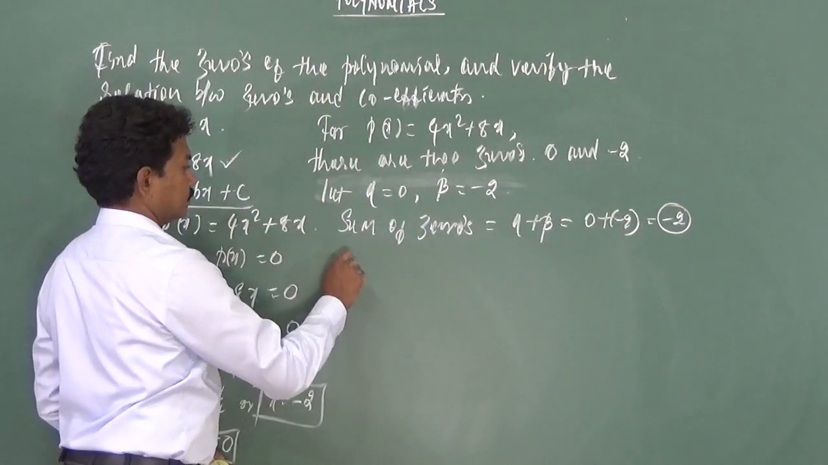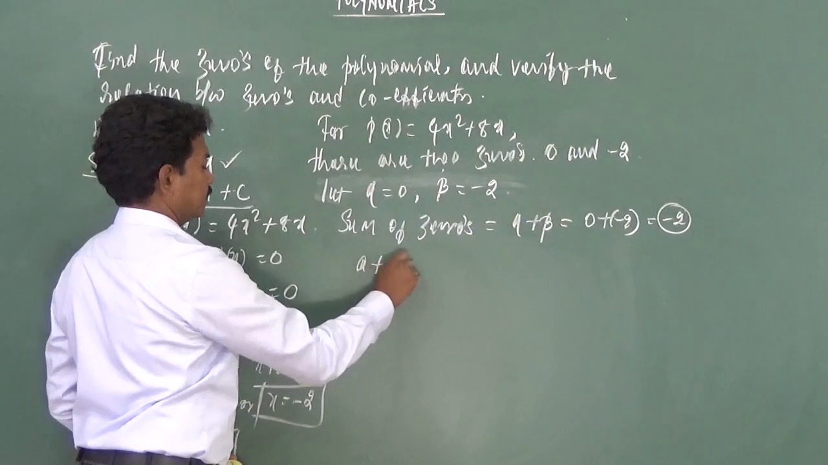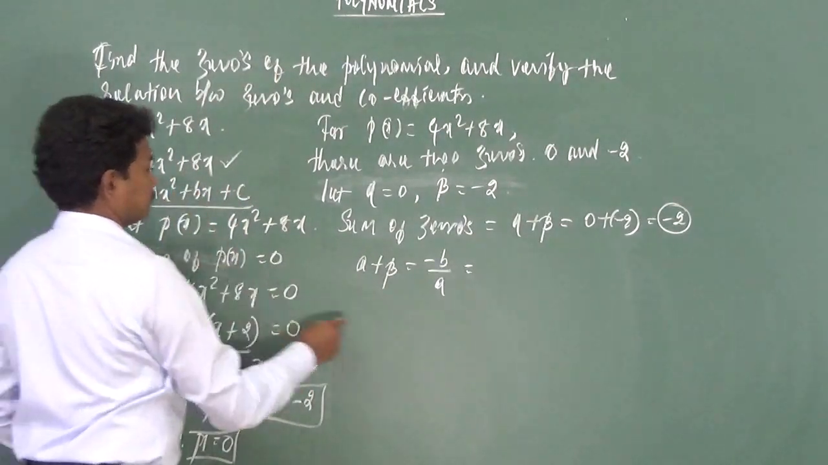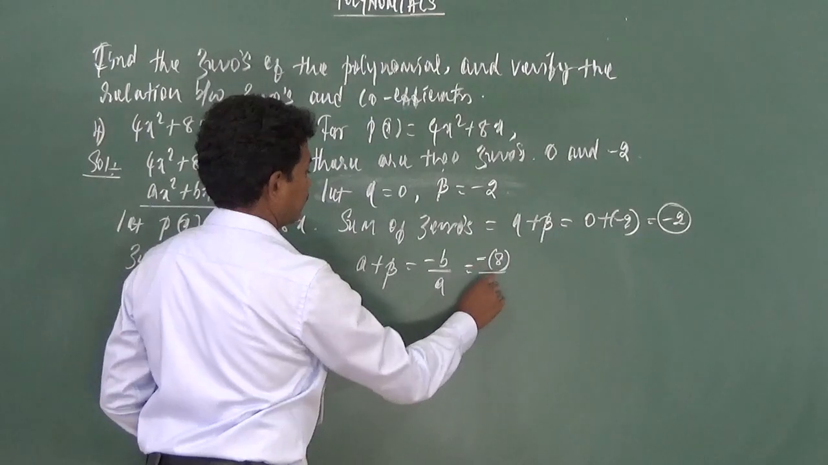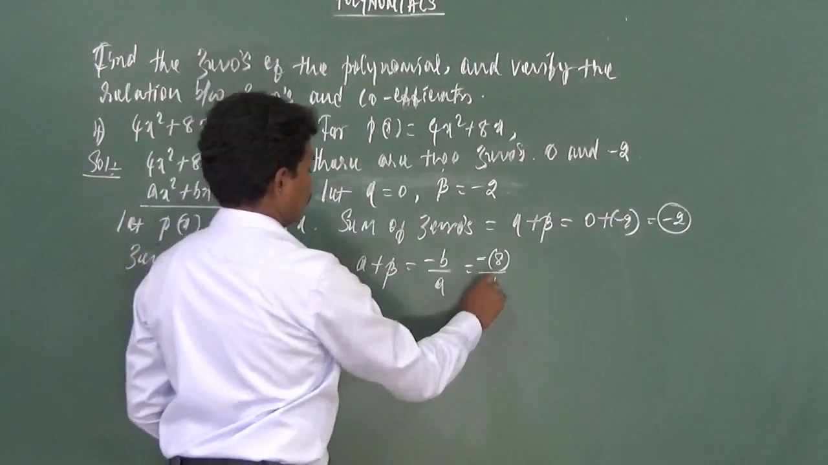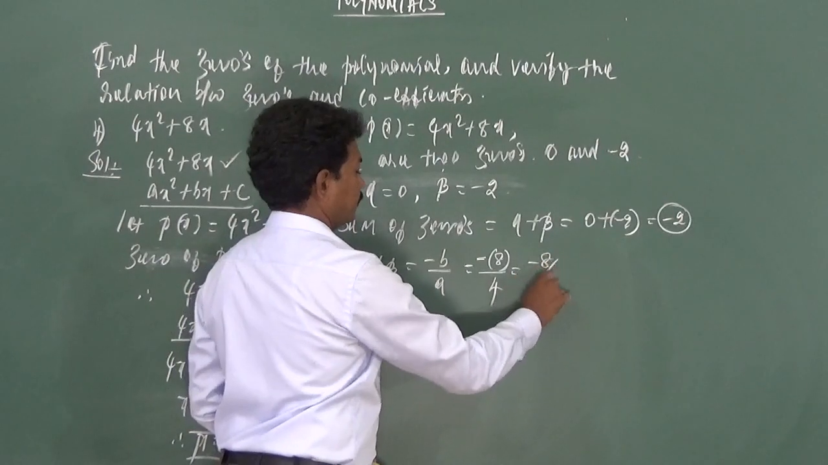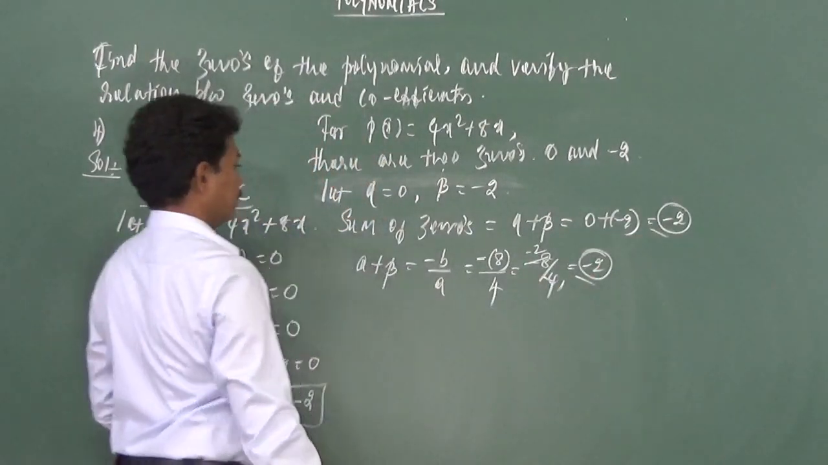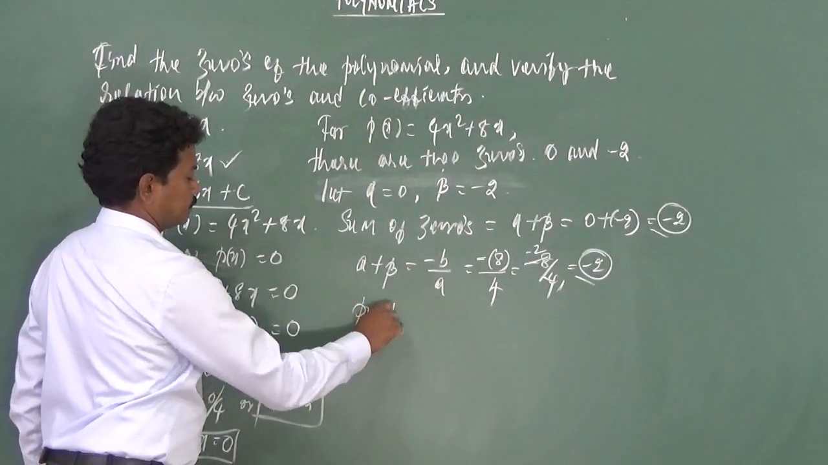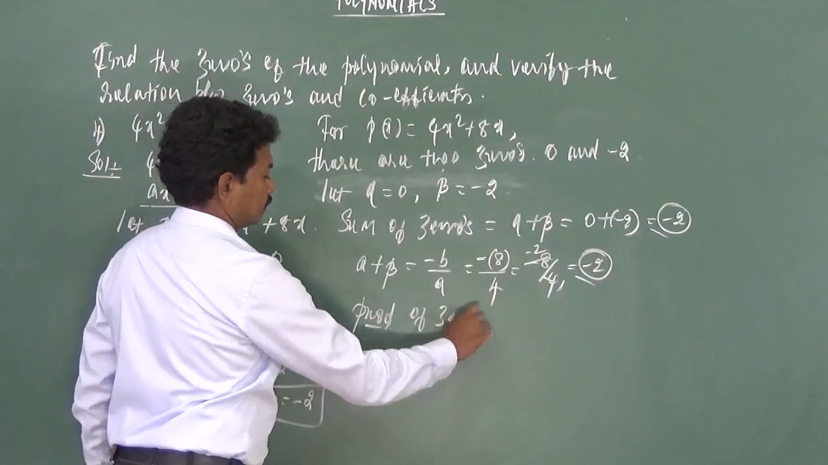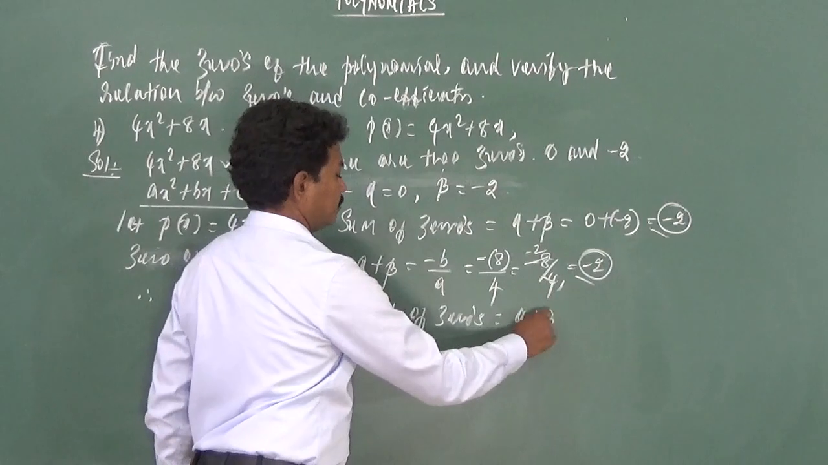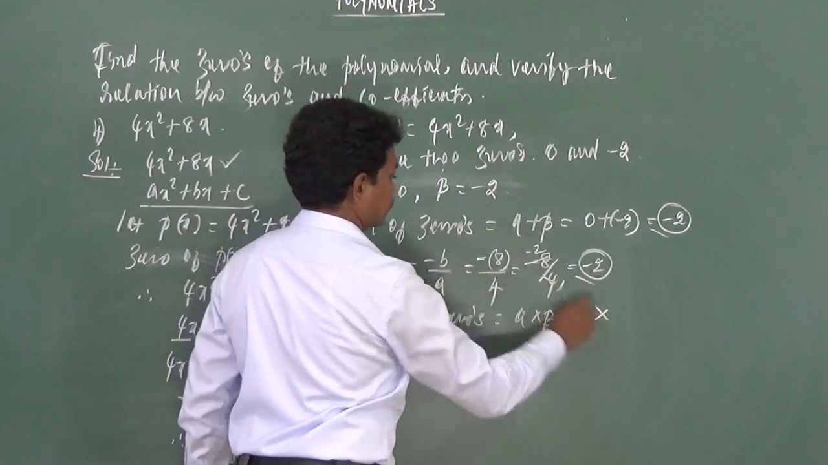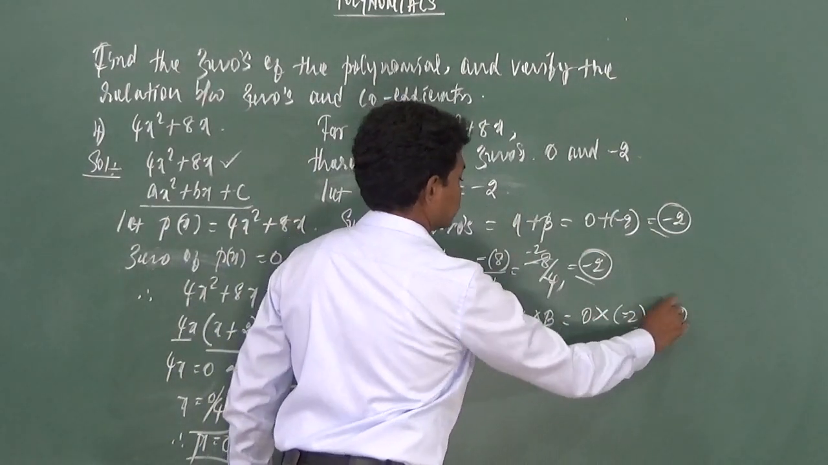So let us take the relation now. Sum of zeros, that is alpha plus beta, is equal to minus b by a. So minus b, b is 8, so that becomes minus 8 by a. A is 4, so minus 8 by 4, that is minus 2. So therefore we are verified. Let us take the product of zeros. Product of zeros is equal to alpha into beta, that is alpha is 0 into beta is minus 2. So 0 into minus 2 is 0.